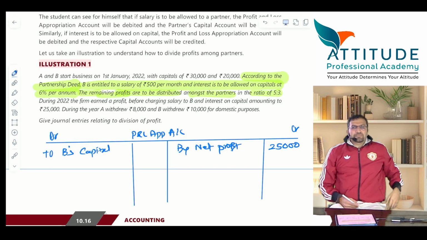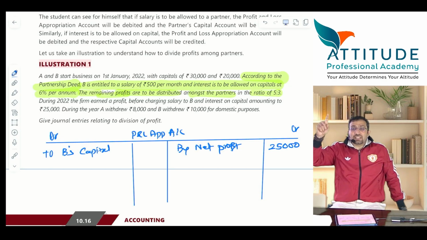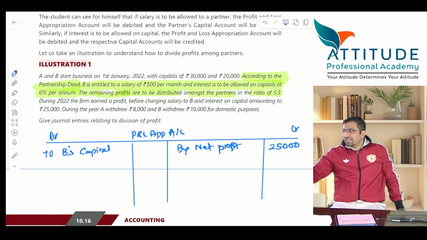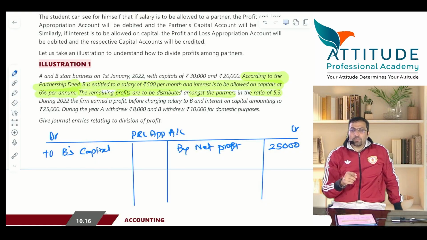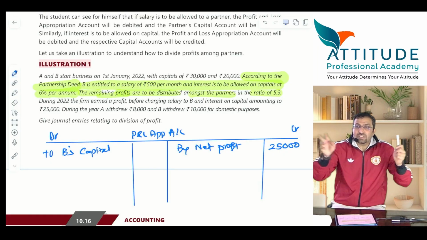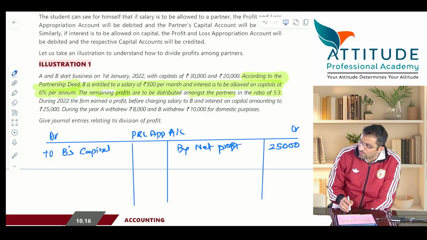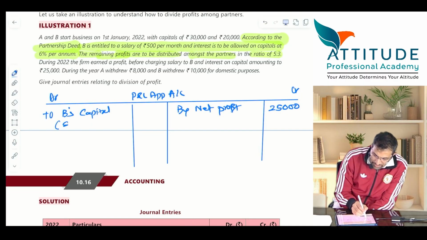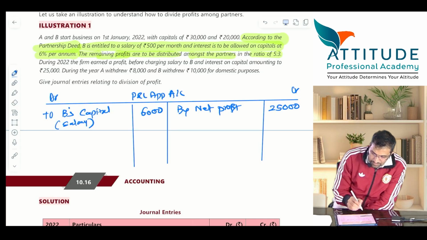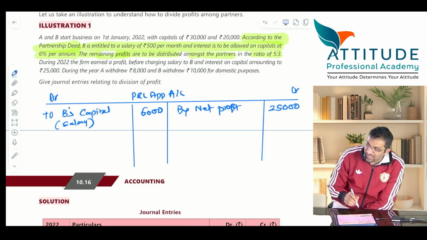Tell me the two entries. Once again, please tell me the two entries. First, salary to partner B account debit 6,000 to B's capital. Then next entry, P&L appropriation account debit to salary to B. Or else, salary account will get what? Closed. Entry will be P&L appropriation account debit to B's capital. In bracket you can put what? Salary. How much? 6,000.